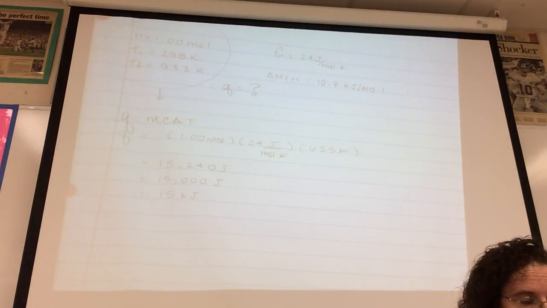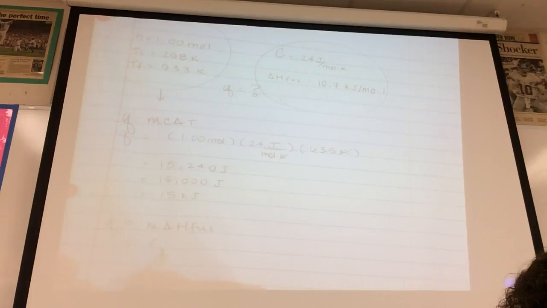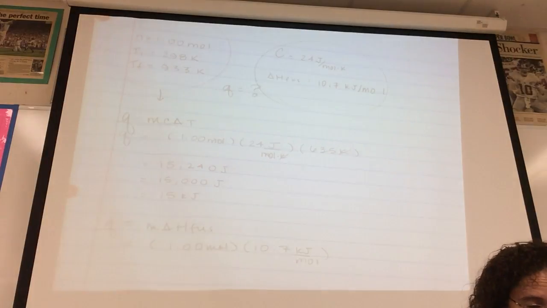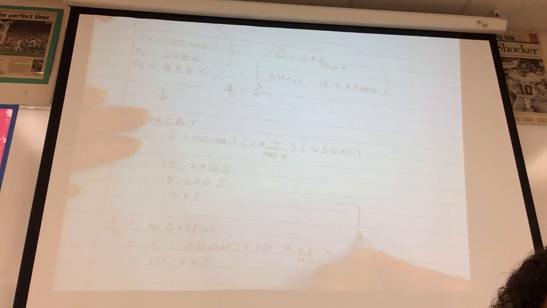Add the fusion piece now. And usually it's mass times delta H of fusion, but when you look at the delta H of fusion, that's 10.7 kilojoules per mole. So just leave it in moles. That's why I said you don't need to start converting. Let your units drive you home. And what's the last thing you need to do? So you would have 26 kilojoules.